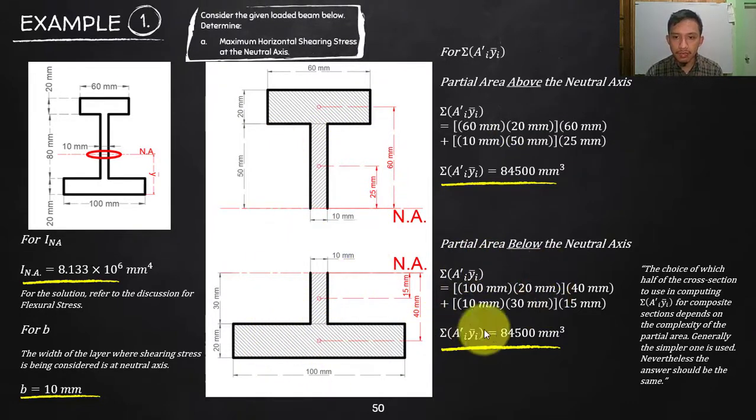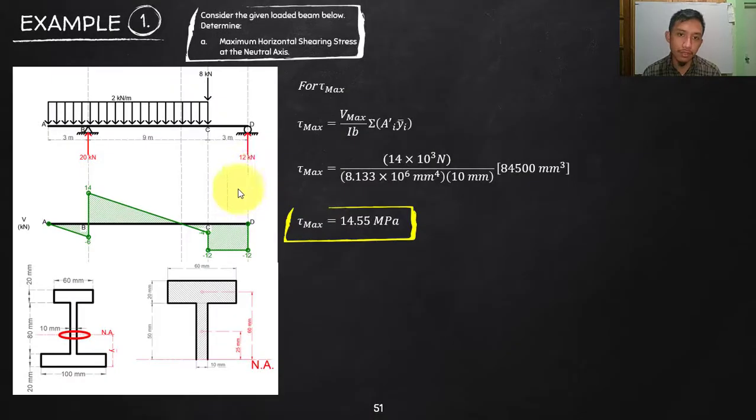Okay, so that is our summation. Since again, this is composite, so we are doing summation. But if that is the simple rectangle, then only one, A prime times y bar. So we already have that. Your INA, by the way, we solved this one in your unit 1. So go back there if you want to recall how we ended up with that INA. We solved this one by the transformed moment of inertia, so that is the summation of I plus A d squared. Okay, so now we are complete with your variables.